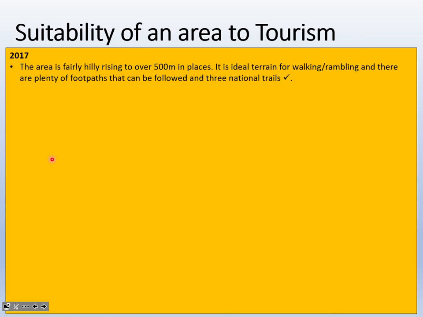This is the 2017 paper, so go get that map. Look at that past paper, the map's in the past paper. The area is hilly and it's ideal terrain for walking is my first point. Let's see how I've scored that mark. Well, I've said it's hilly. I need to evidence how I've established that.